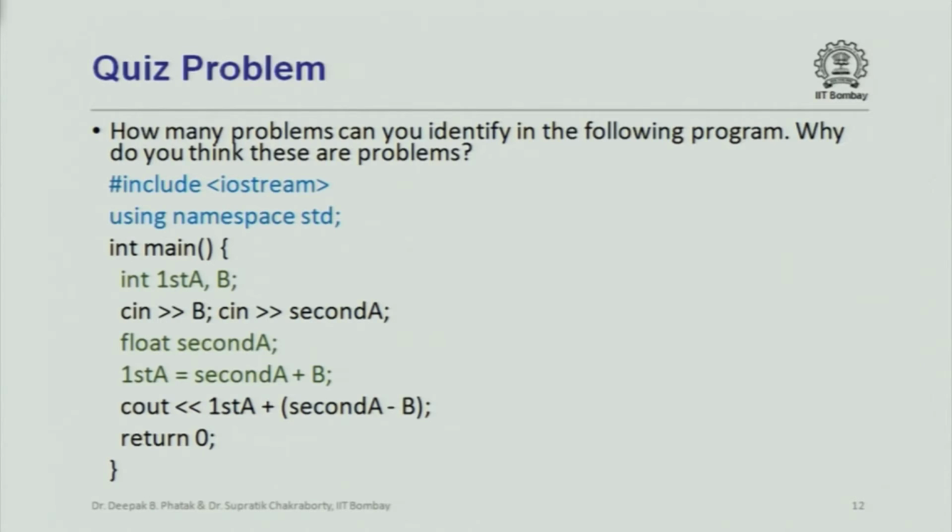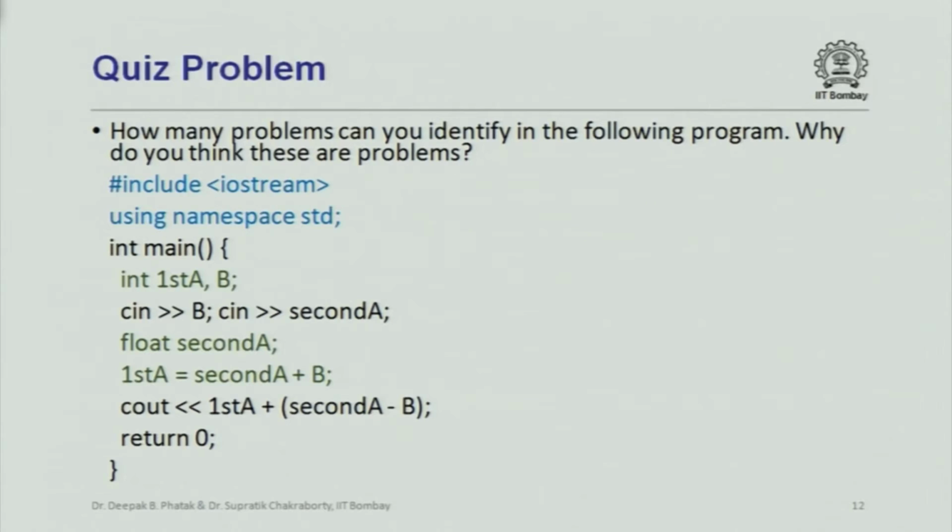So let us see how many people said that there are two problems. Okay, so let's hear what those two problems are. Good. So first, a variable name cannot start with a number. And secondly, the variable second a was used before its declaration. The variable second a was declared here and it was used before it. Yes. So all declarations must appear before their usage. Okay. Those are the two things.